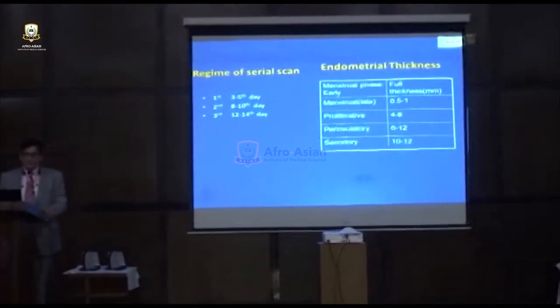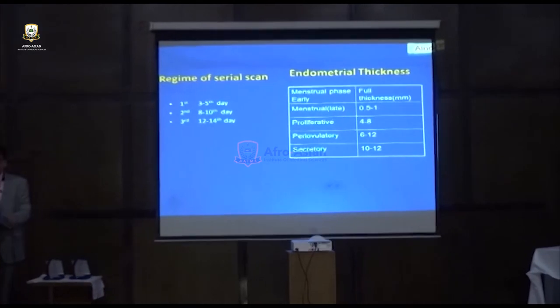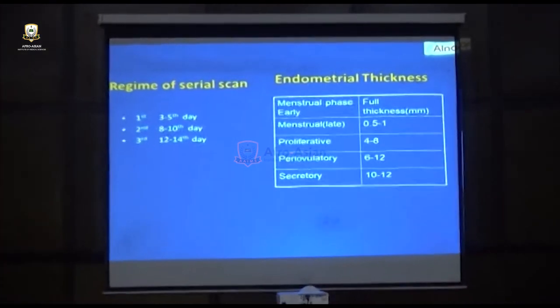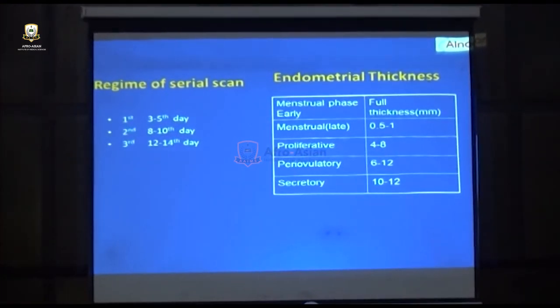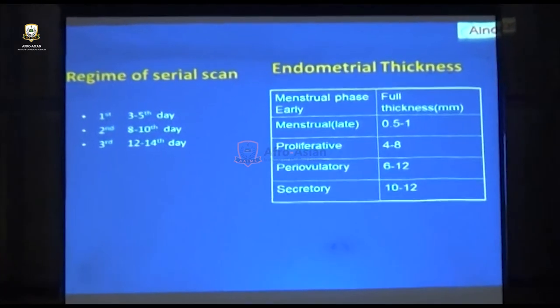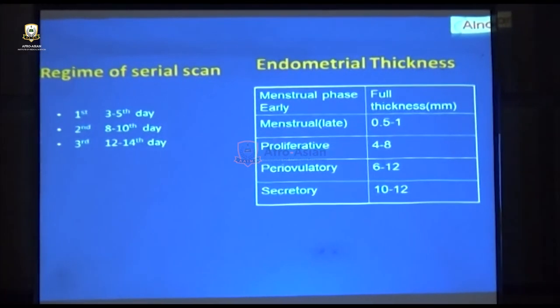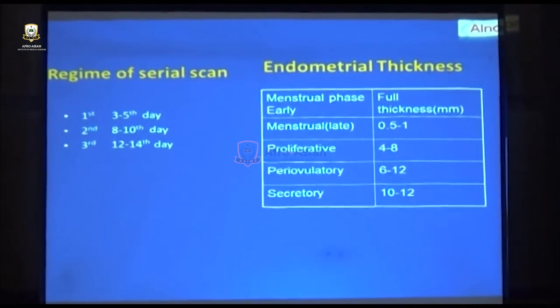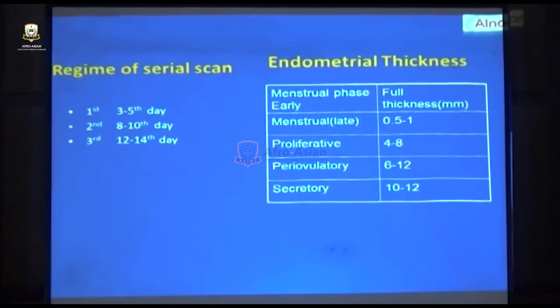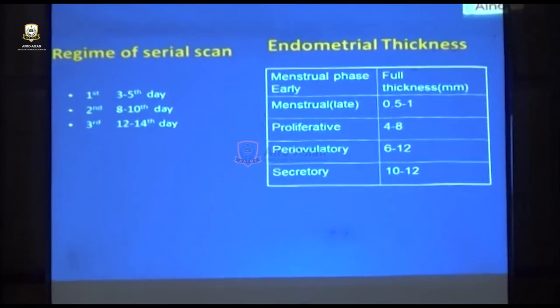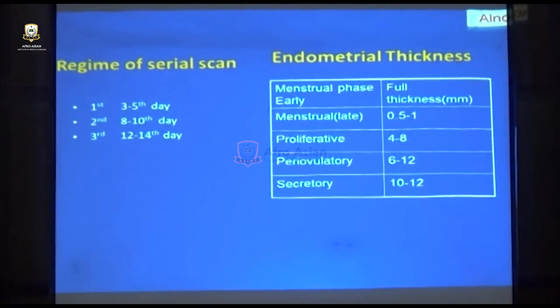The routine is, on average, maybe 2 to 3 ultrasounds are carried out. The first ultrasound is immediately after menses, and from there you assess the size and the growth of the follicle, and then you apply the next scan. It's around 12 or 14 days, depending on the menstrual cycle of the lady. And finally, one is known as the pre-ovulatory phase, from there you assess it.